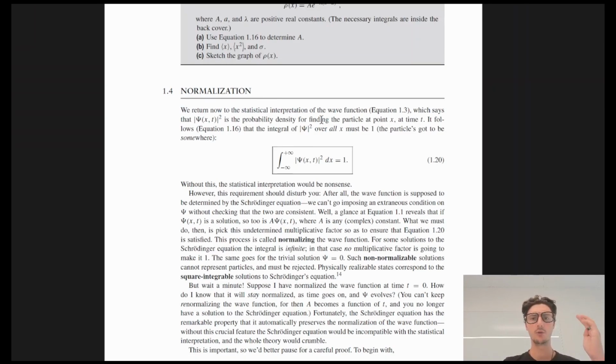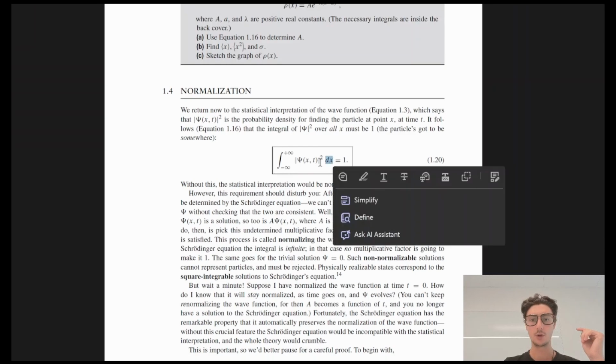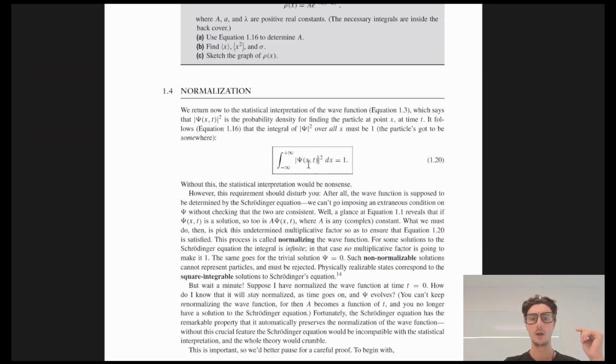We return now to the statistical interpretation of the wave function, equation 1.3, which was up there, the third equation, which says that the absolute value squared of the wave function is the probability density for finding the particle at point x at time t. It follows, equation 1.16, that the integral of the absolute value squared of the wave function over all x must be 1. The particle's got to be somewhere. So the integral from negative infinity to infinity with respect to dx, so we're integrating over all space, of the absolute value squared of the wave function is equal to 1. You have to be able to find the particle somewhere.